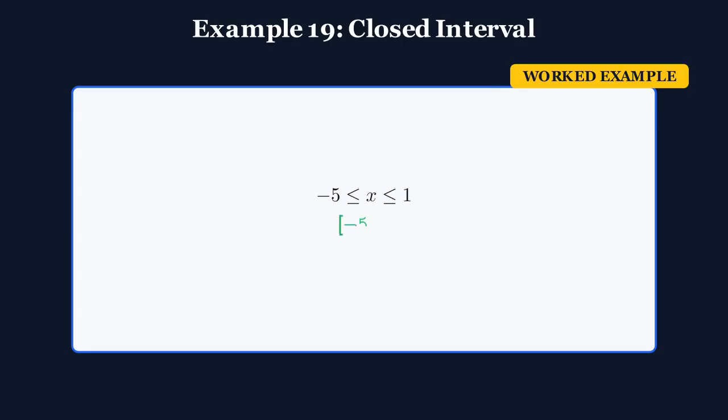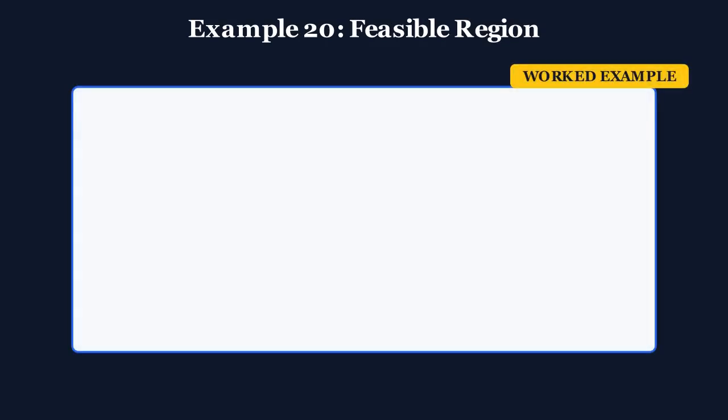A feasible region satisfies all inequalities in a system. For y greater than 0, x greater than 0, and y less than negative x plus 6, the feasible region is the triangle in the first quadrant below the line.